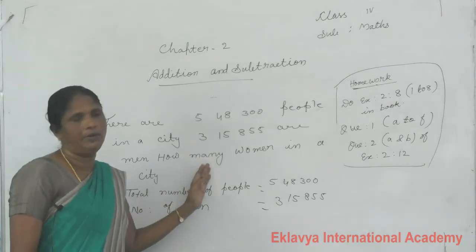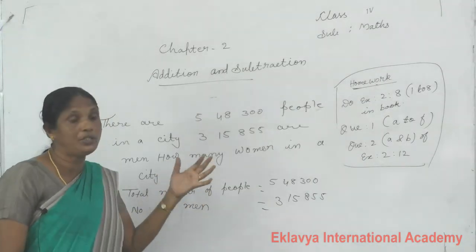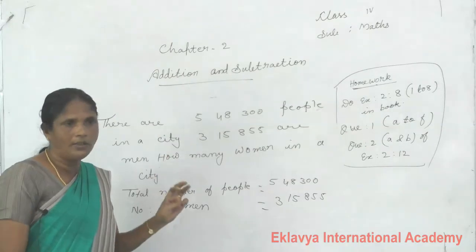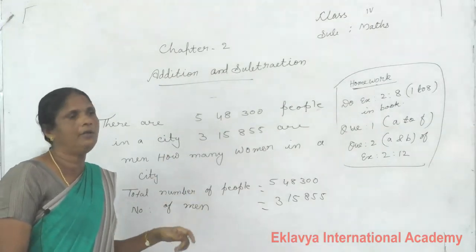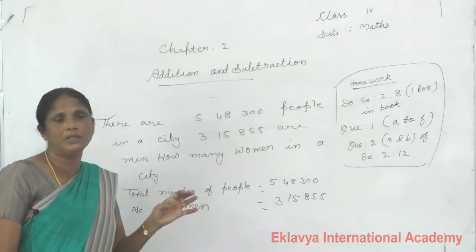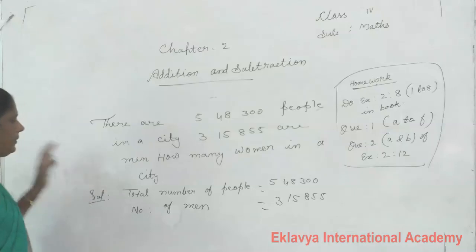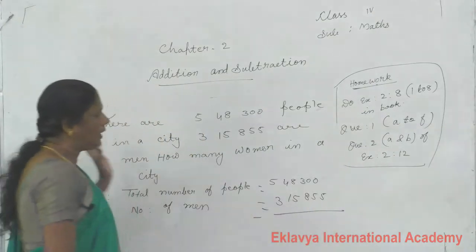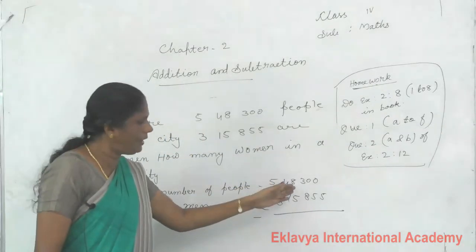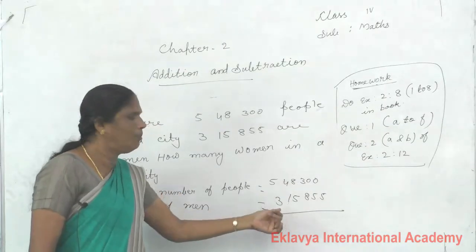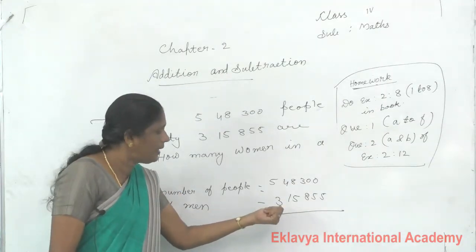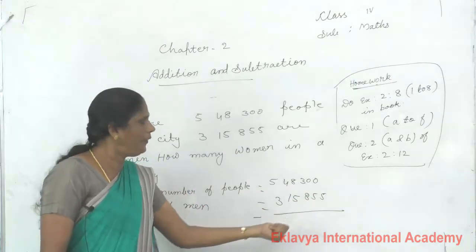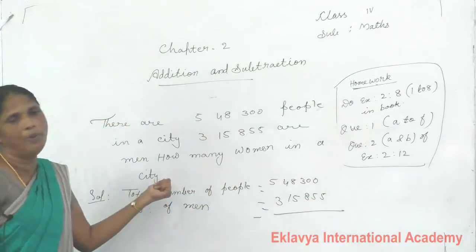How many? Yesterday we discussed that WH words do not come in the statement. What, how many, find, how much, these words do not come in the statement. Then we write this. Total number of people is 5,48,300. Number of men is 3,15,855. You find the number of women.